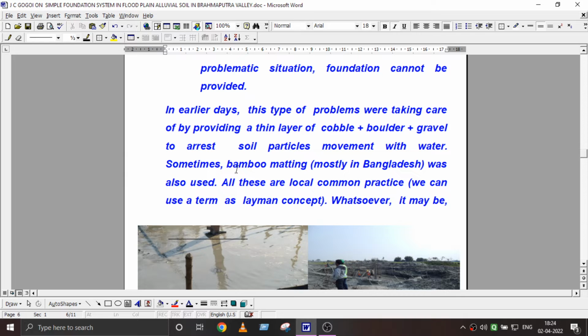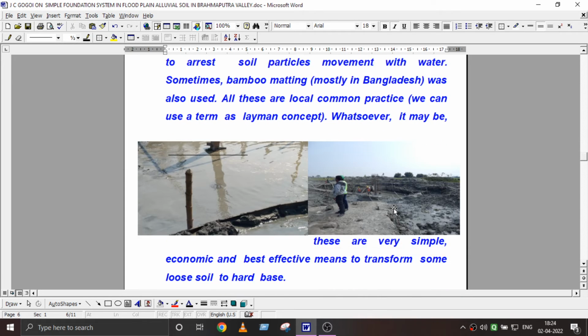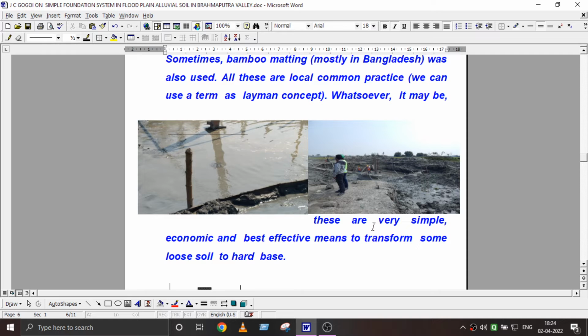Sometimes bamboo matting, mostly in Bangladesh, was also used. All these are local common practice. We can use a term as layman concept. Whatsoever, these are very simple, economic, and most effective means to transform some loose soil to a hard base.